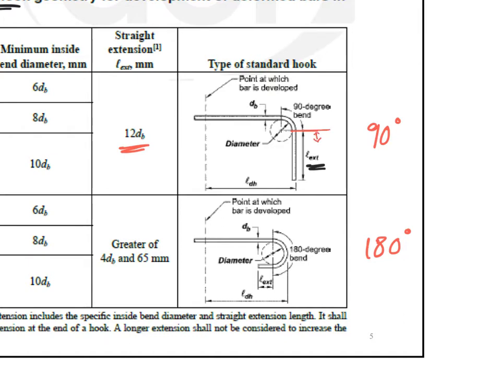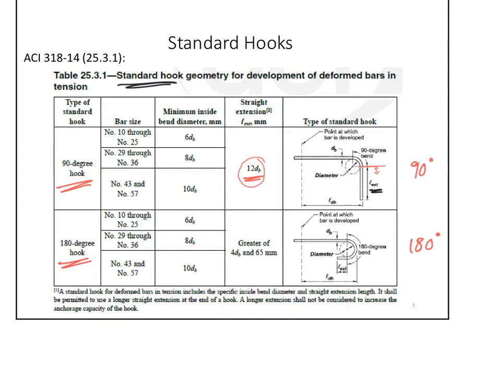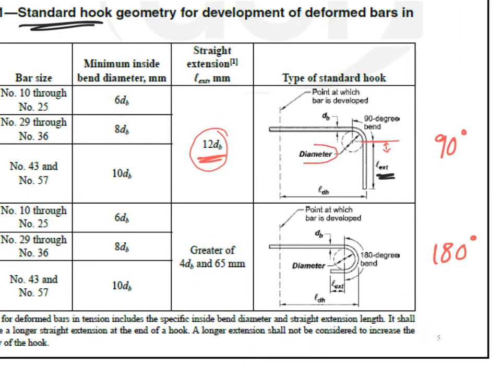That L extension equals 12 times the diameter of the bar. So if I'm phi 25, I multiply 12 by 25, not by the area, by the diameter, and then put this as the L extension. Now, as far as the minimum inside bend diameter, this is the diameter of the object that you bend around. How much is this?